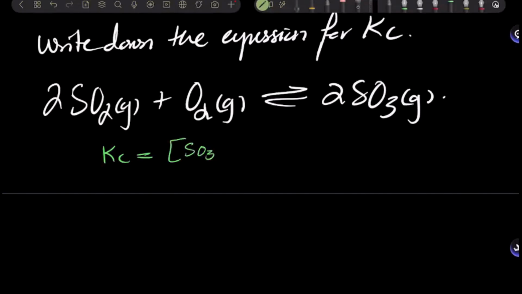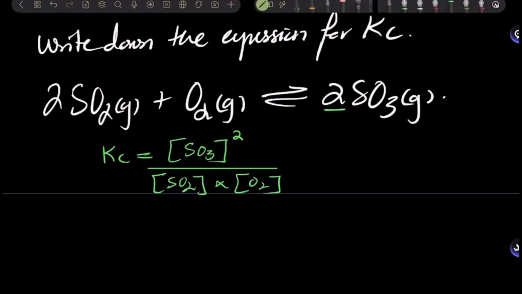It is SO3, right? So the concentration of SO3, what should be the power? The molar coefficient is 2. So SO3 to the power 2, divided by what's present on the left-hand side. There's SO2 and there's O2 gas. Now what should be the power of SO2? It's 2 moles, so power 2, and this is 1 mole, so power 1. The molar coefficients become the power. Are we clear?